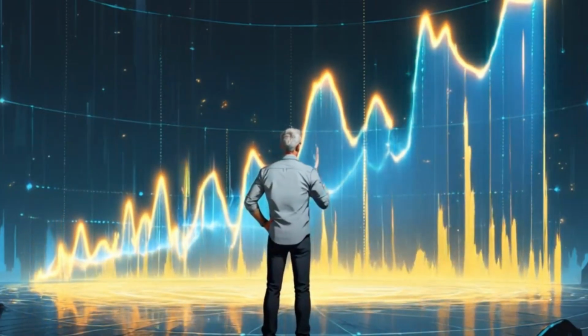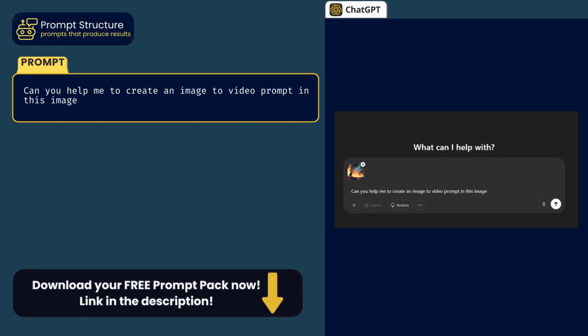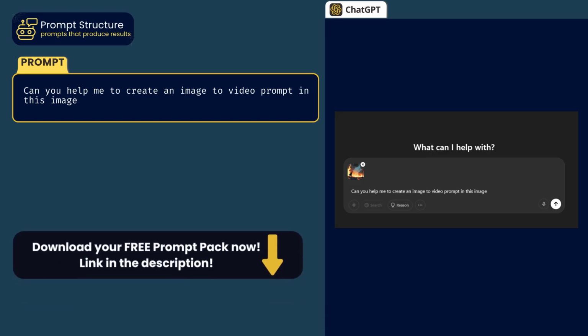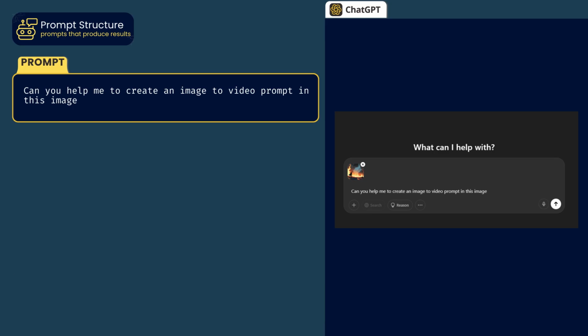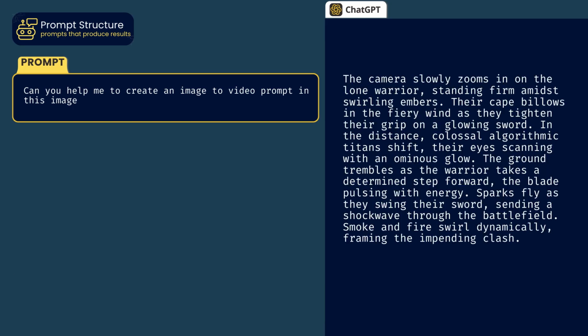Before generating the animation, ask ChatGPT to create a video prompt for each scene. This ensures smooth cinematic movement that enhances the storytelling. Example, video prompt for image 1. The camera slowly zooms in on the lone warrior, standing firm amidst swirling embers.